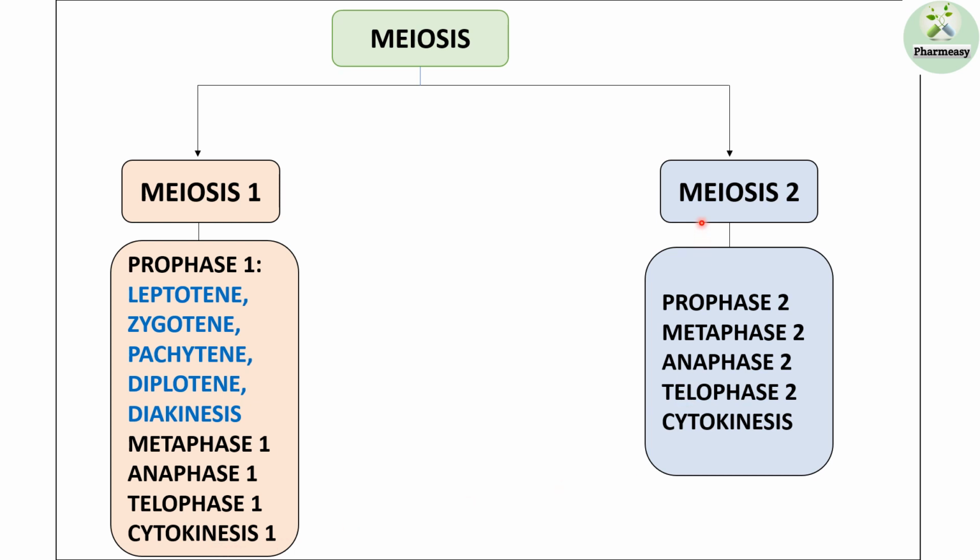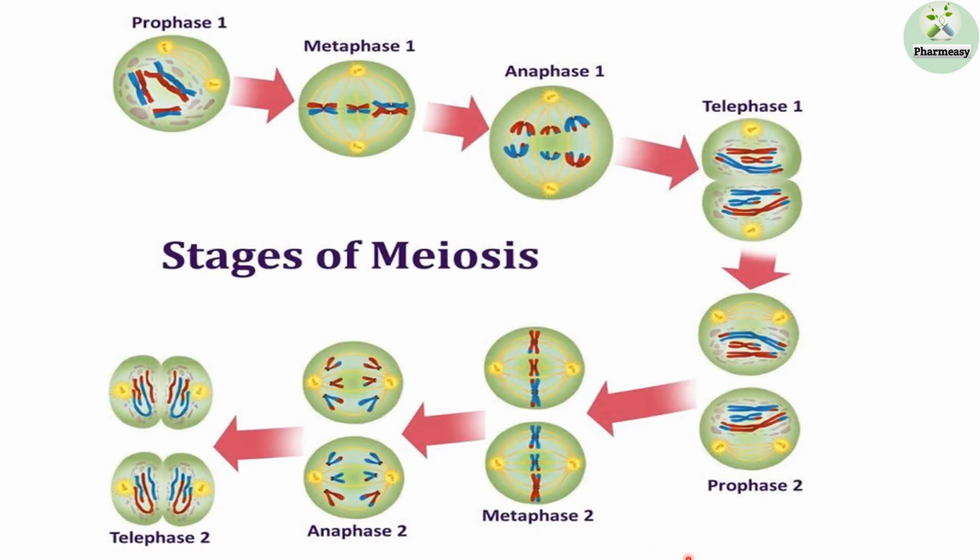Next is meiosis 2, which is further divided into phases as prophase 2, metaphase 2, anaphase 2, telophase 2 and cytokinesis. This diagram shows the sequential representation of phases of meiosis 1 and meiosis 2. Now we will understand each and every meiotic phase in detail.